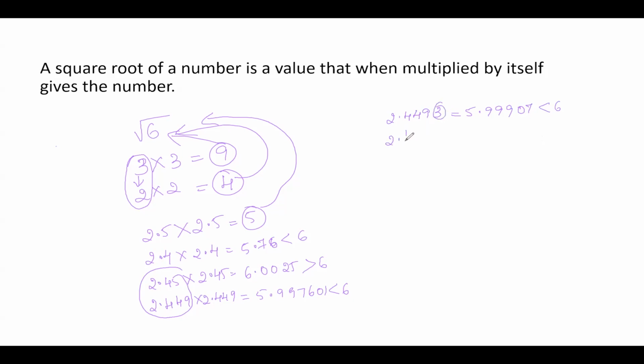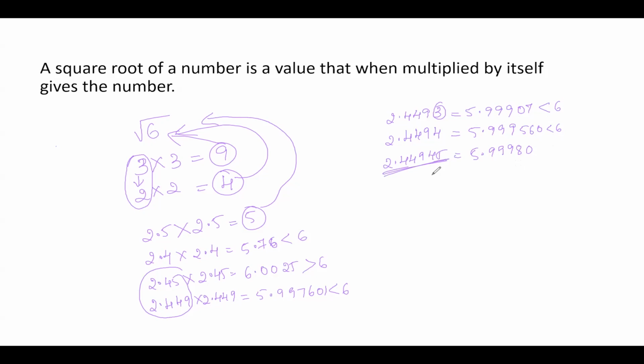Let me increase, so I will say 2.4494. So when I multiply this with another 2.4494, I will get 5.99956. Okay, so once again it is a little less. So let me just increase a bit, to 2.44945. When I multiply that, I will get 5.99980. Okay, now this is much better compared to all these values.